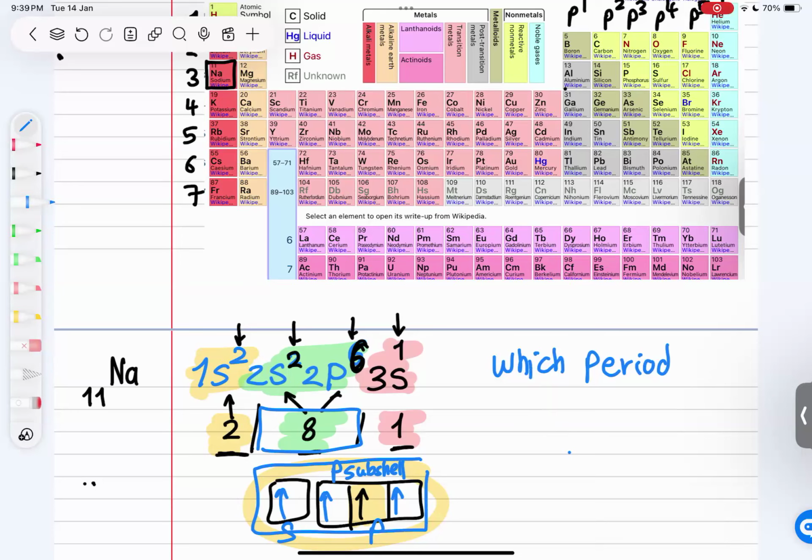How should I know which period? Period 3. How did you know it's period 3? Because the last number that's showing, the last number, is 3, right?